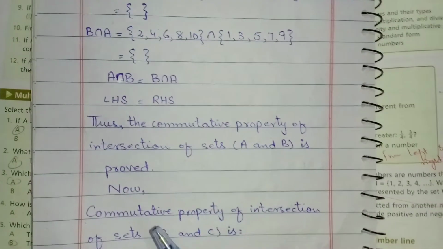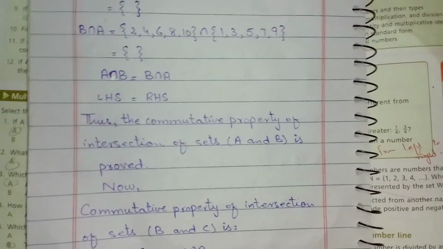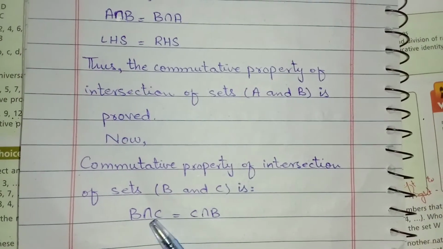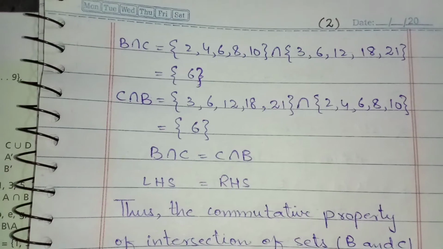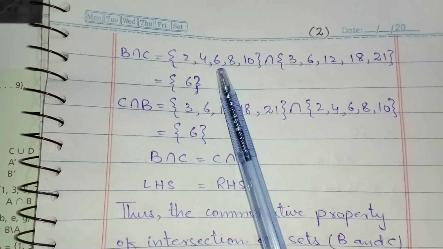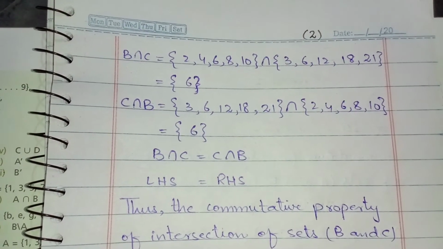Now we have to prove the commutative property of intersection of sets B and C. So for sets B and C, B intersection C is equal to C intersection B. Now we have to prove it. The set B is 2, 4, 6, 8, 10, intersection the set C is 3, 6, 12, 18 and 21.